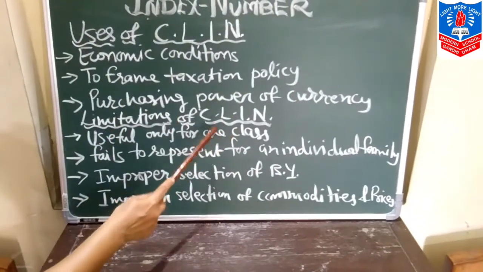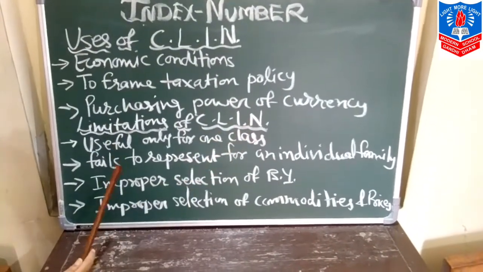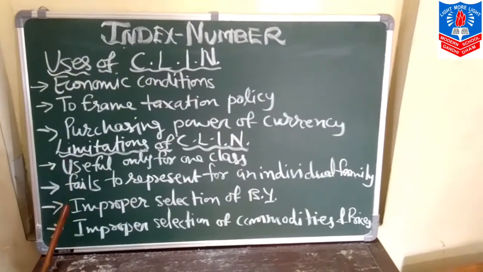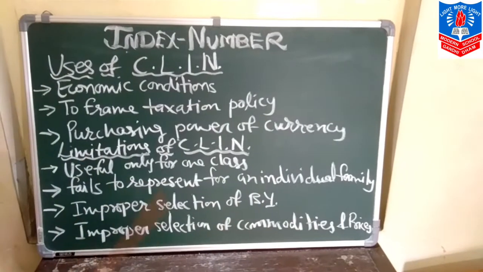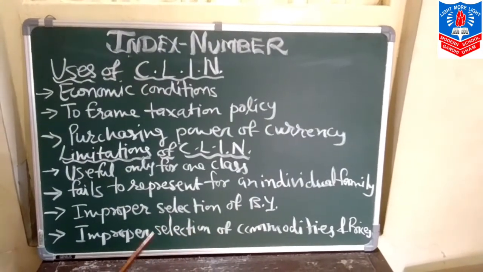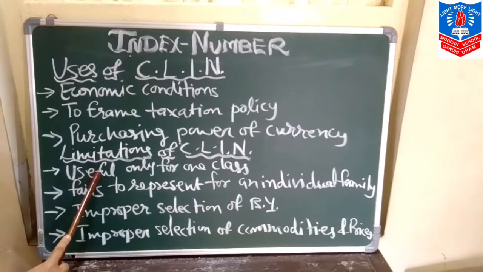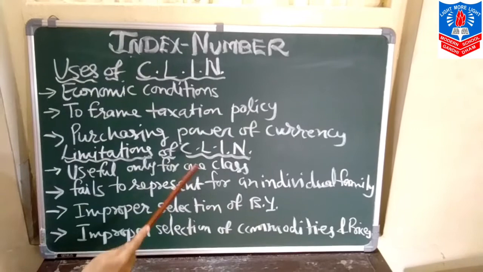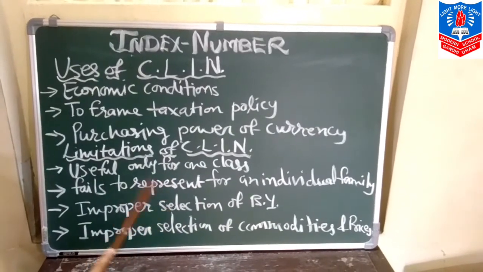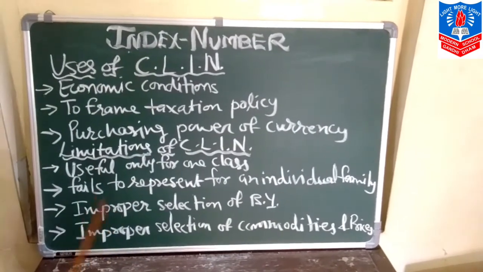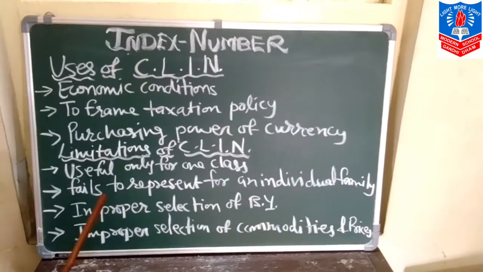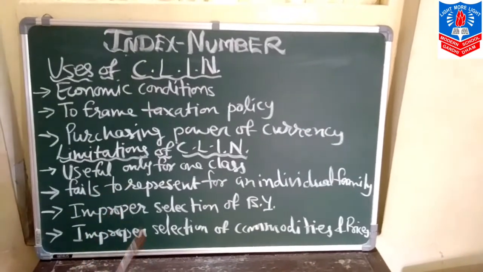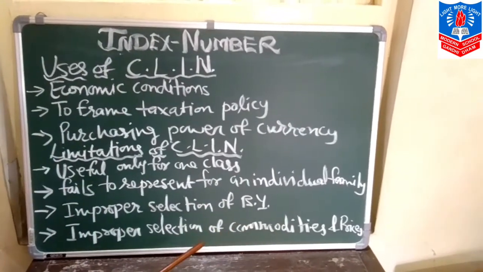Now come to the limitations of the cost of living index number. First limitation, the index number constructed for one class of people cannot be used for another class of people. Thus, the cost of living index number is useful only for that class of people for whom it is constructed. Even the index number constructed for one class of people of a certain region is not useful for the same class of people of another region.